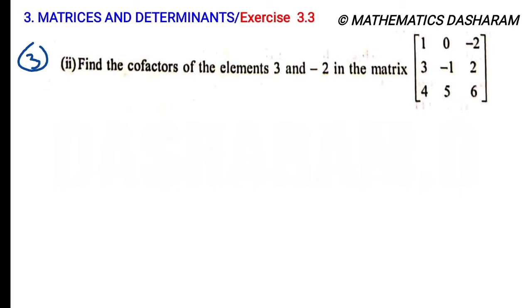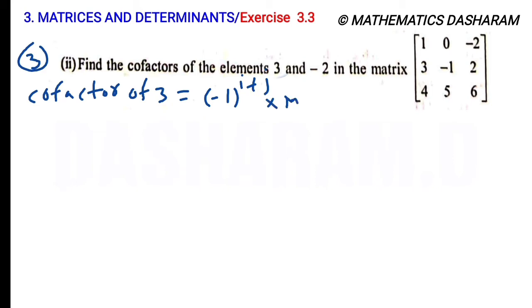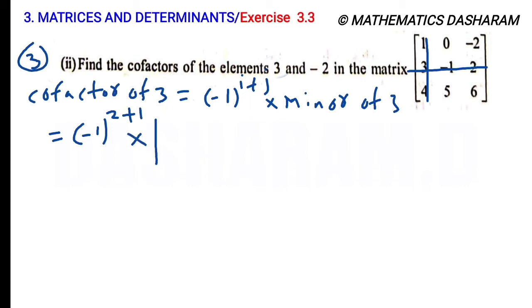Next, second problem: find the cofactors of the elements 3 and minus 2. So first one, find out the cofactor of 3. Cofactor of 3 is minus 1 whole power i plus j into minor of 3. So it is equal to minus 1 whole power. See here, 3 is in the second row. Next, j means column, first column, into minor of 3, which means cancel the row and column.